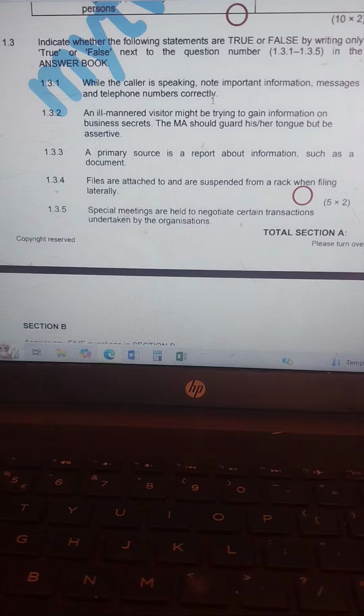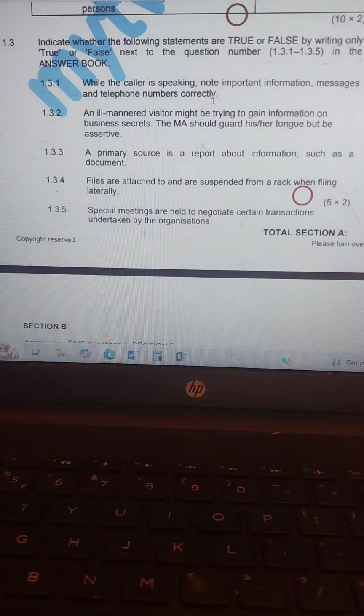The first question, which is 1.3.1, says, while the caller is speaking, note important information, messages, and telephone numbers correctly. The answer there is true. Number 2, an alert-mannered visitor might be trying to gain information on business secrets. The MA, which is management assistant, should guard his or her tongue but be assertive. Answer there is false. The third one, a primary source is a report and information such as a document. That is number 3, it's false.